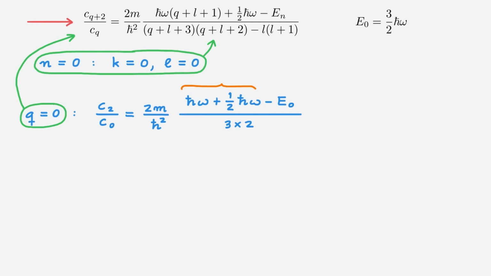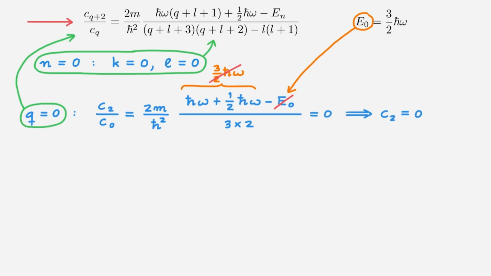These two terms add up to 3/2 h bar omega, and we've just found that the ground state energy up here is also 3/2 h bar omega. This means that we can cancel this term with this term, and this expression vanishes. This means that C2 is equal to 0. Given the recurrence relation, once we have a vanishing even expansion coefficient, all higher order even expansion coefficients also vanish.